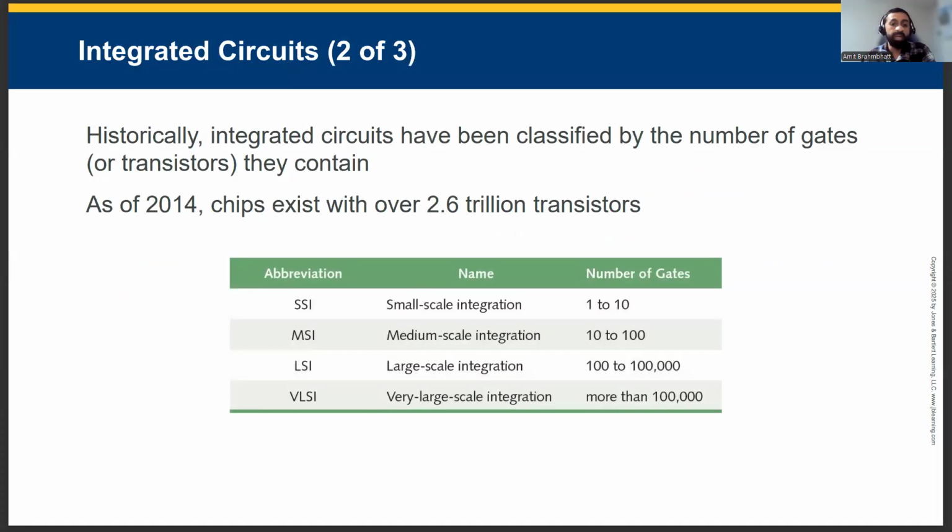Historically, we classified ICs by how many gates or transistors they contain, from small-scale integration up through very large-scale integration. The trajectory has been explosive. Modern chips contain staggering transistor counts, reflecting decades of miniaturization and manufacturing advances.